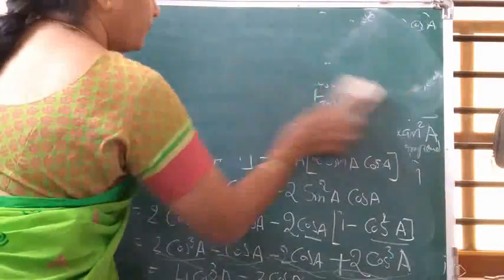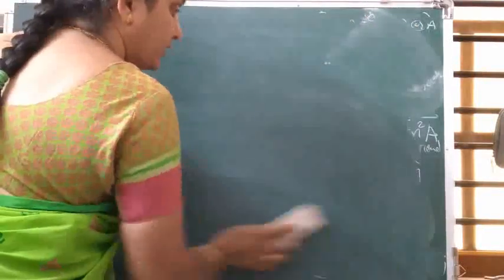This is how we find the formula for sin 3A and cos 3A. I hope you have understood. In the next video lecture, we shall see some more formulas for tan 3A and cot 3A.